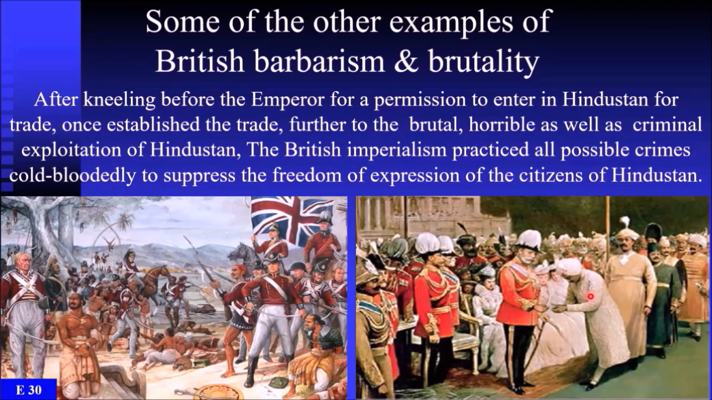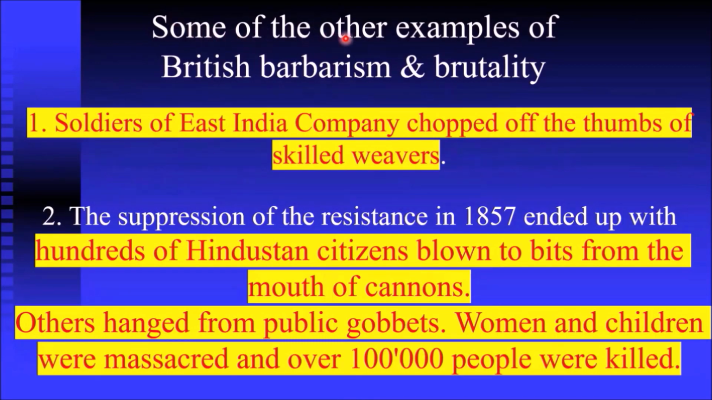Here we can see what these people of high culture and civilization practiced in Hindustan. They ordered all the local rulers to surrender one by one. Otherwise, the only option was death, because these people who came to Hindustan disguising as traders, they brought, as you have seen in the last episode, enough soldiers and weapons. So these local rulers couldn't resist anymore. Here are some other examples of British barbarism and brutality and crimes they have practiced in Hindustan. 1. Soldiers of East India Company chopped off the thumbs of skilled weavers so that they couldn't practice any more of the craft which they knew, and thereby the whole textile industries were destroyed.